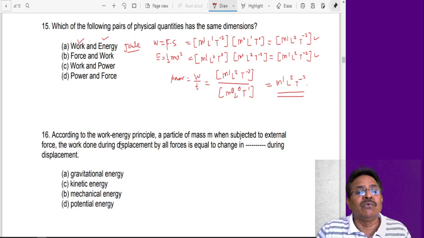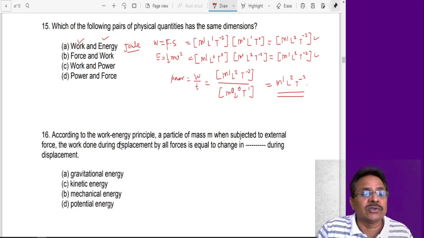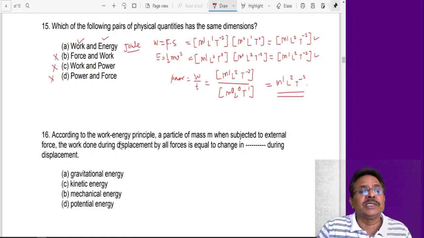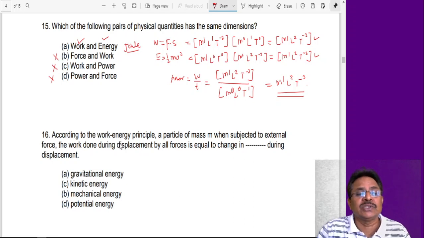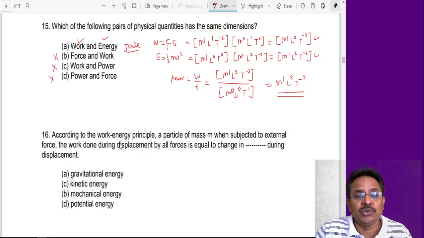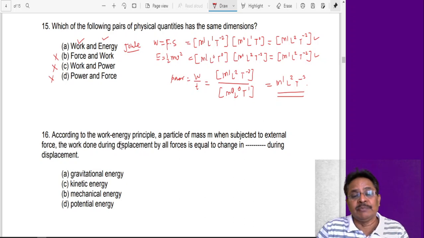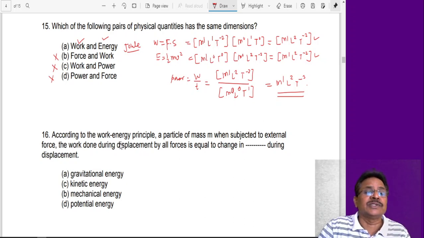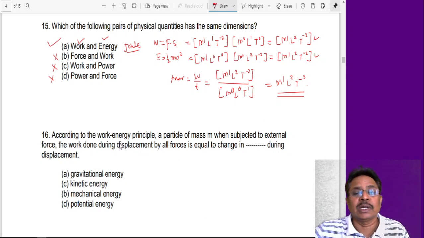And for power and force, this particular analysis shows that this is again not correct. So this option is not correct, this option is not correct, and this option is also not correct. So work and energy have equal dimensions, as well as their unit, that is joules in the MKS system, which is also found to be equal. So for question number 15, the correct answer is E, which is work and energy.